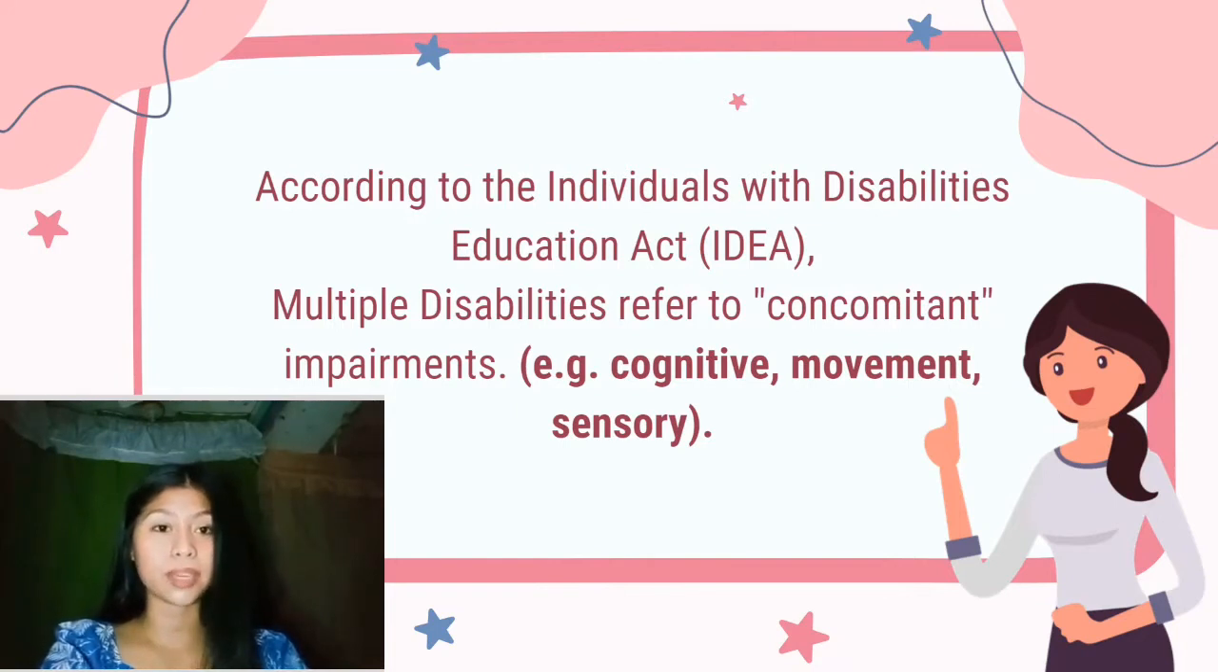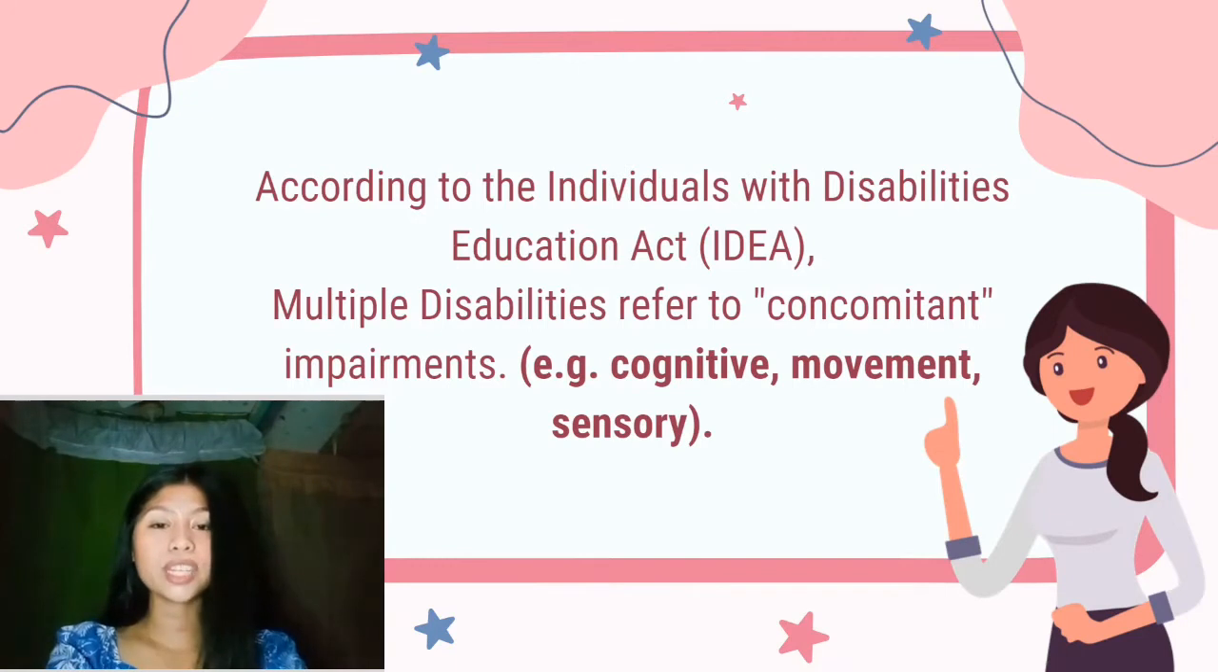But what do we mean by concomitant? So concomitant means it is occurring and existing at the same point in time. In other words, two or more impairments exist together in one person. It could be a combination of cognitive problems, movement, or sensory.